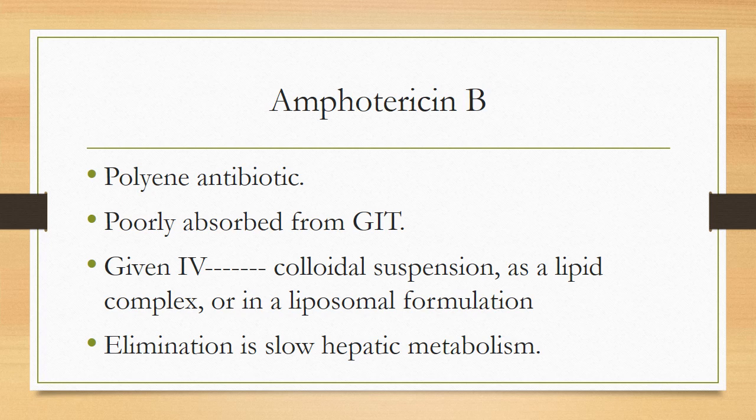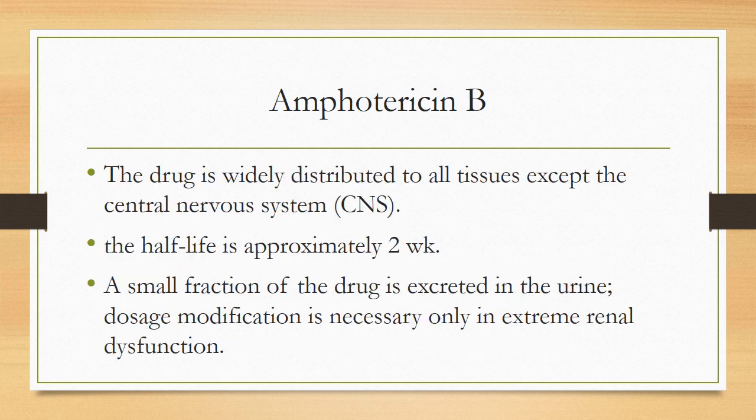Now, first of all, I will discuss amphotericin B. Amphotericin B is a polyene antibiotic. This drug is poorly absorbed from the GIT, so it should be given IV, and it is given in case of systemic fungal infection. Mostly, it is given IV in the form of a colloidal suspension as a lipid complex or in a liposomal formulation. Elimination of this drug is via slow hepatic metabolism.